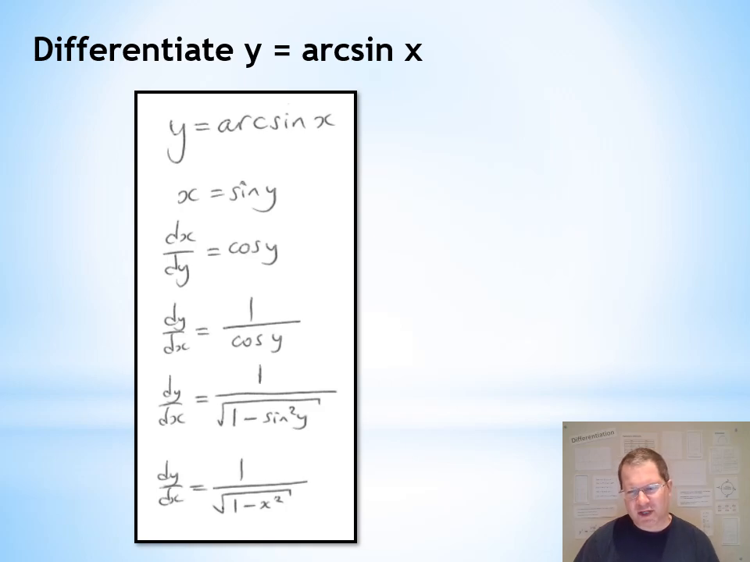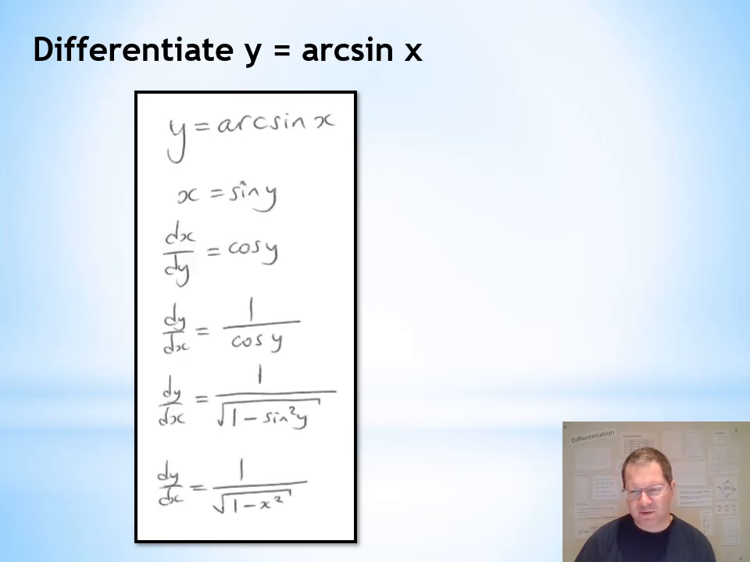As we say, these are the inverse trig functions. By definition, if y is equal to arc sine x, that means that x is equal to sine y. Differentiating that with respect to y gives us dx by dy is equal to cos y. And then we can reciprocate that, so dy by dx is equal to 1 over cos y.